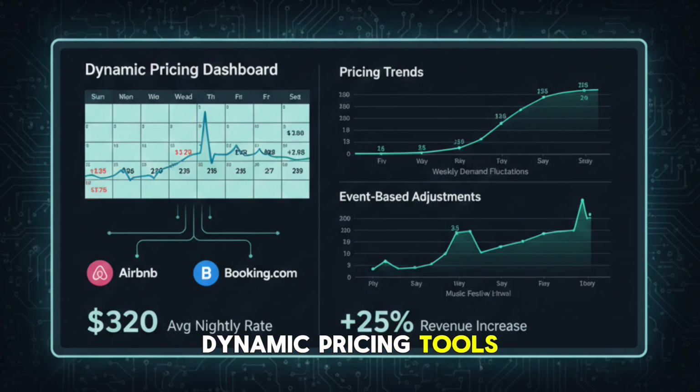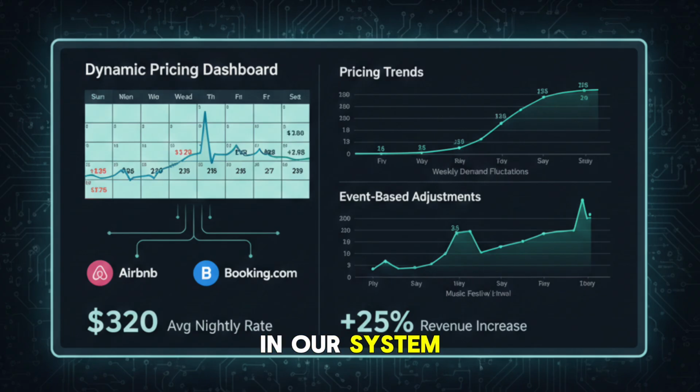Dynamic pricing tools analyze the market in real time. They look at what comparable properties in your area are charging. They look at booking velocity, how fast properties are filling up. They account for day of the week, time of year, local events, and holidays. And they adjust your rates automatically.